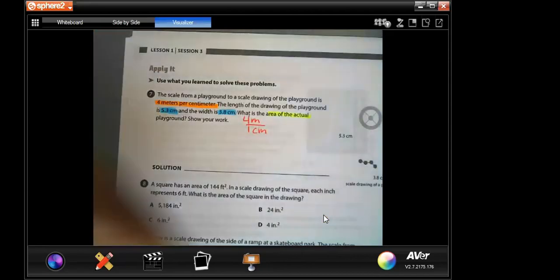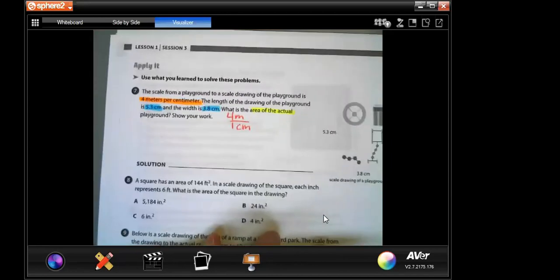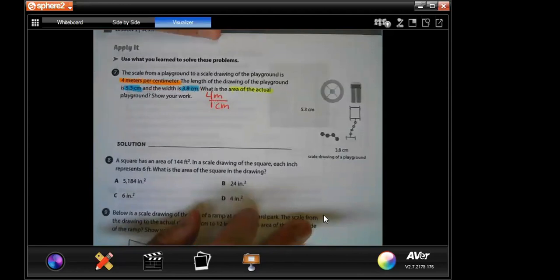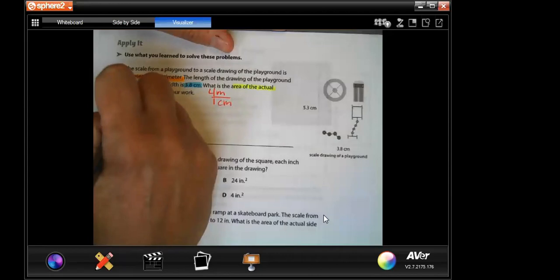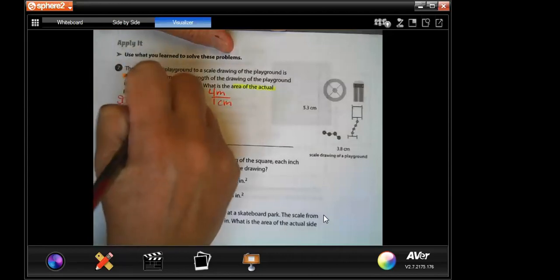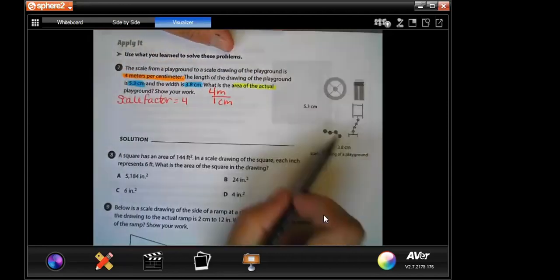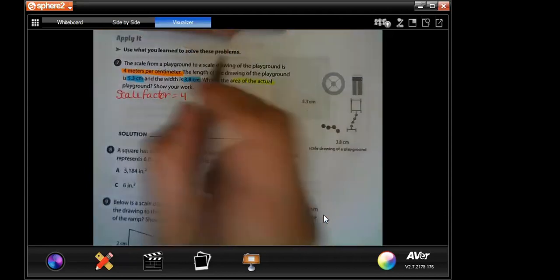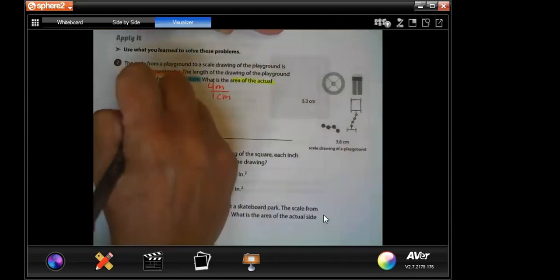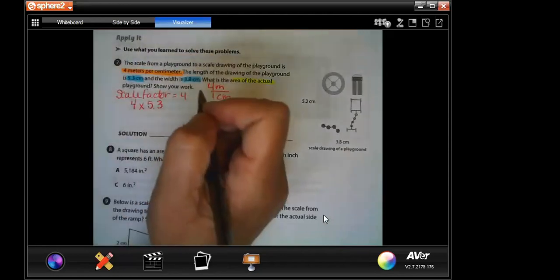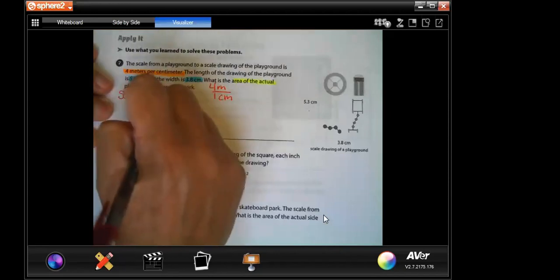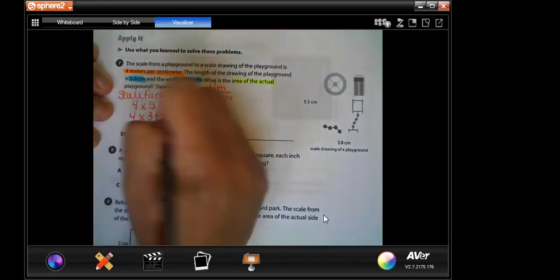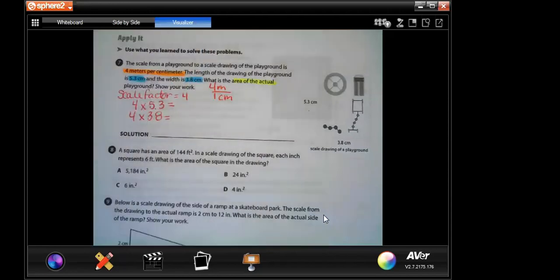So remember, what we have to do first is find the actual dimensions. To find the actual dimensions, we're going to take our scale factor, which is 4, and multiply it by both of these. The first one would be 4 times 5 3/10. And the next one is going to be 4 times 3 8/10. So let's go ahead and have you guys write this down with me as I go through it.